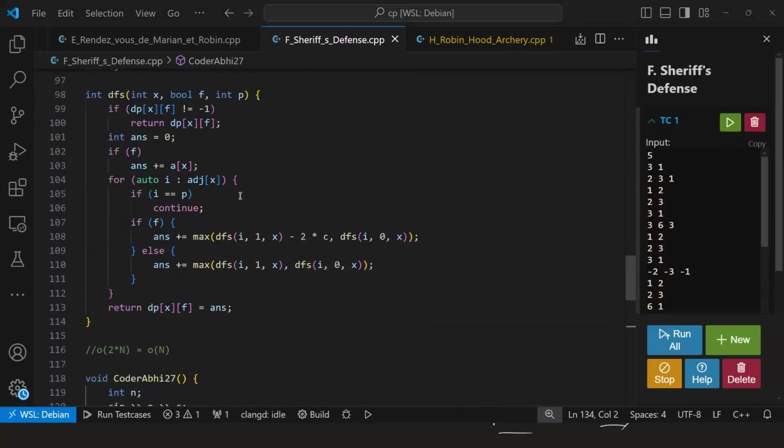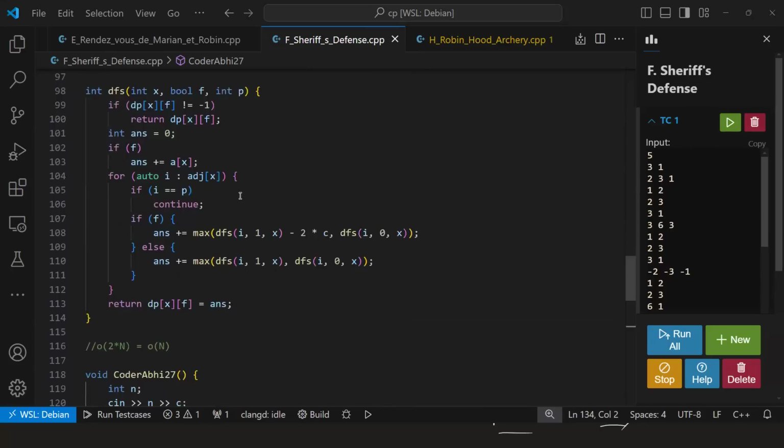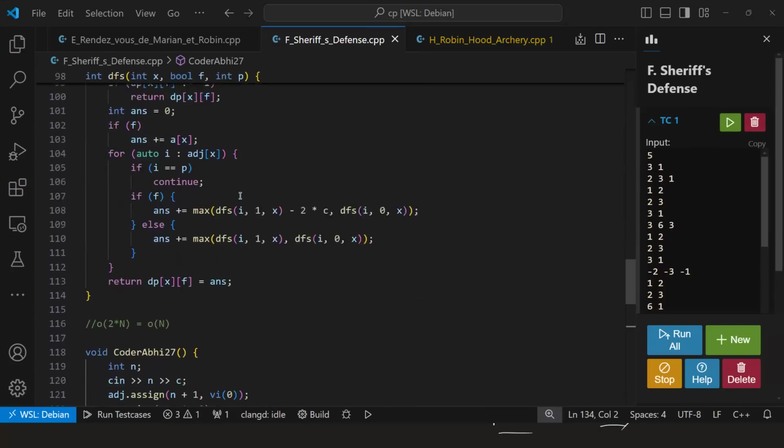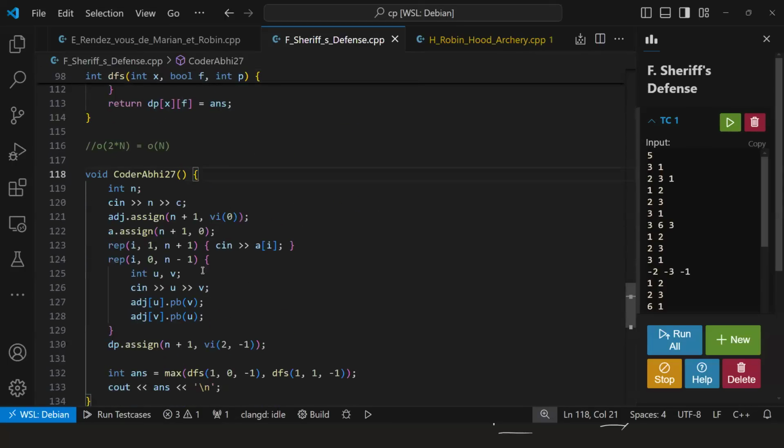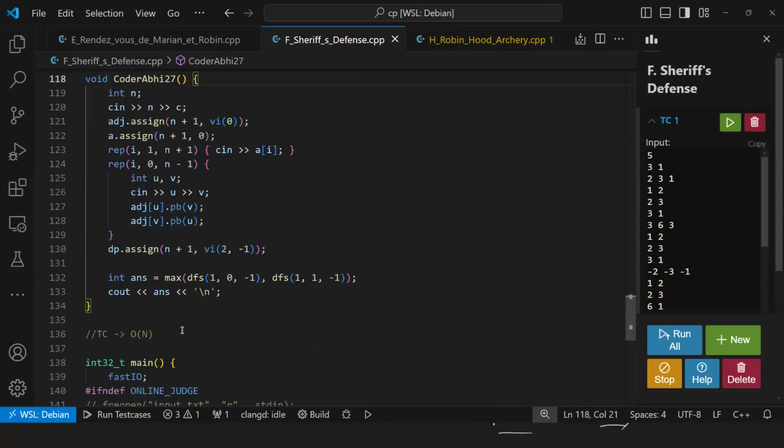This was also a standard DP on tree question. In most of the DP on tree questions, you need to use a second state of 0 or 1 when you store something like this. Okay, so I hope it's clear.